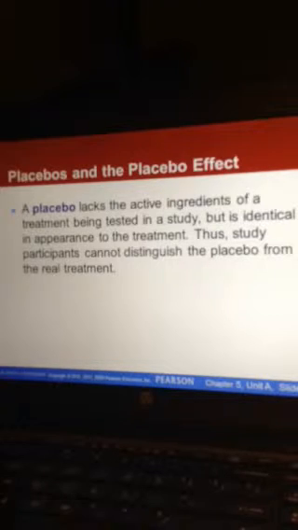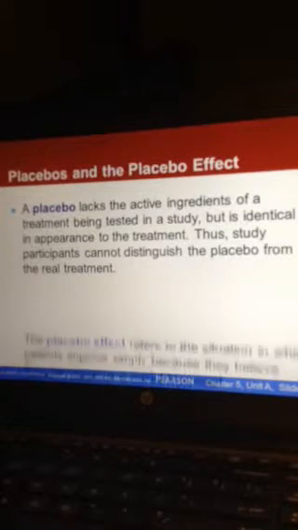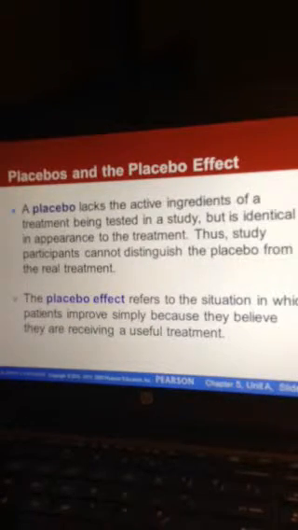So it lacks the active ingredients of the treatment being tested, but it is identical in appearance to that treatment. So the participants can't distinguish the placebo from the real treatment. So the placebo itself is just saying that you can't tell a difference between me and what the real treatment is. And then next is the placebo effect, like I was referring to before.